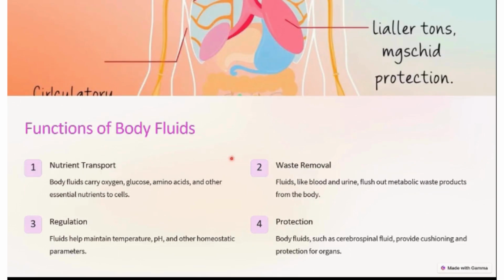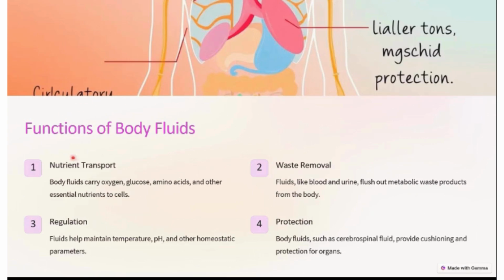The body tightly regulates fluid balance through mechanisms involving kidneys, hormones which we just saw like antidiuretic hormone, aldosterone, and even the thirst mechanism when there's too much or too little water. These systems kick in to restore balance.